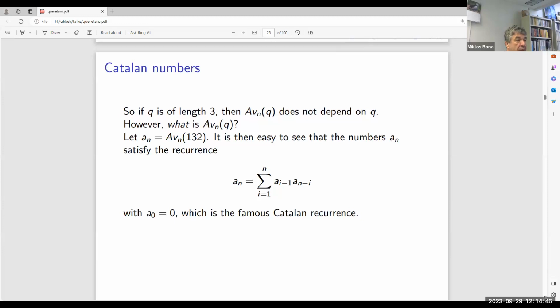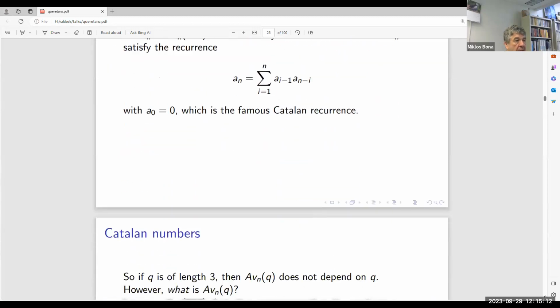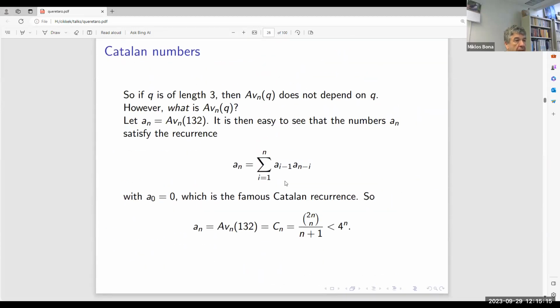Because it's easy to see that these numbers satisfy this famous Catalan recurrence relation, right? Because you place the entry n first, and then everything before n has to be bigger than everything after n, otherwise you get a 1, 3, 2. And so therefore you have no choice for the set of entries that come before n or after n. On the other hand, before n you have to have a 132 avoiding permutation, and after n you have to have a 132 avoiding permutation. That leads to this recurrence, which you then solve and you get the Catalan numbers.